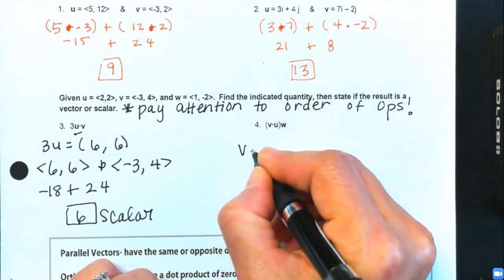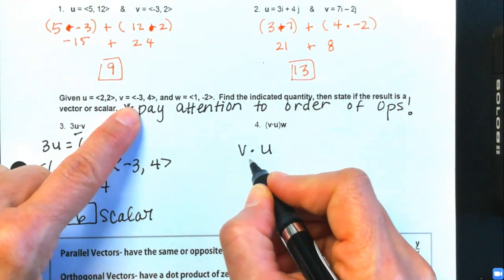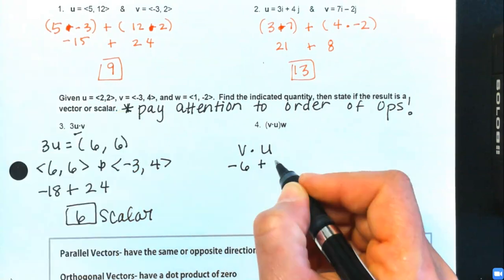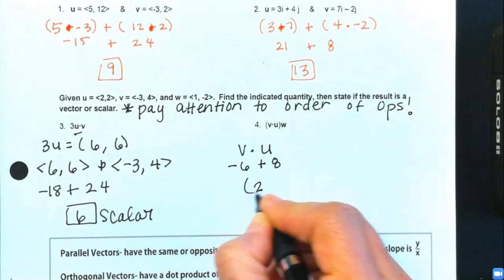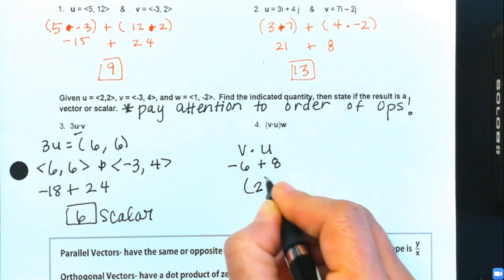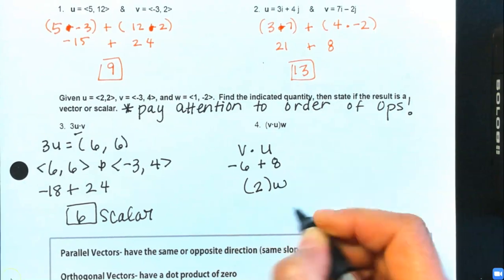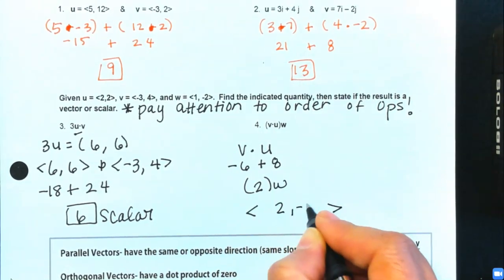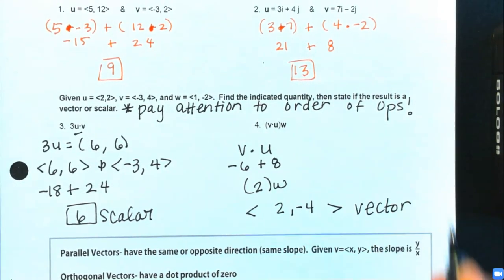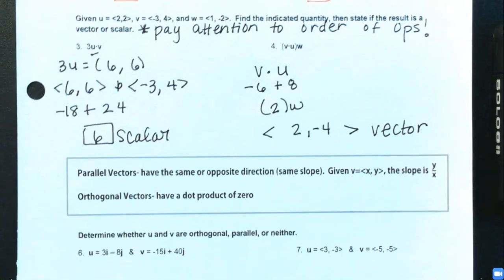All right, let's do what is in parentheses first. So we're going to multiply these two together using dot products. And remember, my y values are negative 6. I'm sorry, my x values are negative 6. My y values are 8. That combines to a 2. Now we're going to distribute that to the w. And if you notice, we have two numbers here. We know that is a vector amount.